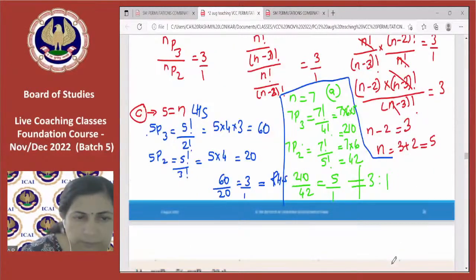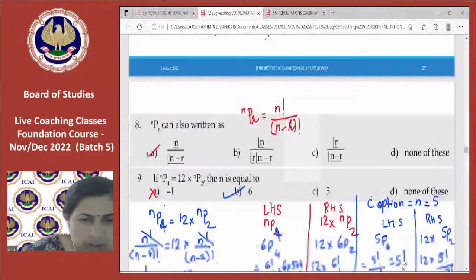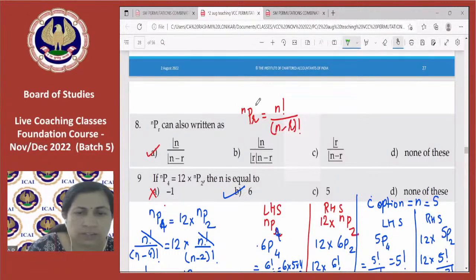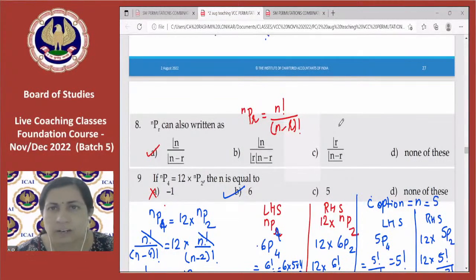For the 8th sum, there is nothing to explain. This is just a way of symbol. Instead of writing an exclamation mark, they are writing something like an L. There is nothing to explain. This is just a way of representation.